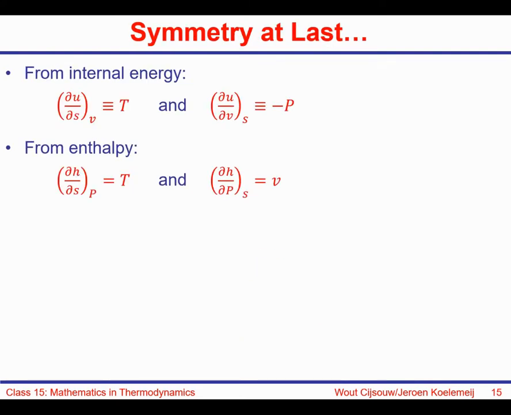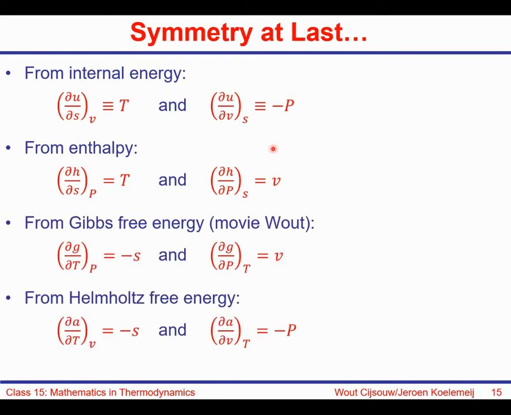Now, as we saw earlier on, we had these four partial derivatives that we derived from the internal energy and from enthalpy, and that led to this dissatisfying situation where we had two partial derivatives being equal to T, and only one to P and only one to V. Now, in the movie by Wout and in the previous slide, we saw that we can also take partial derivatives of the Gibbs energy and the Helmholtz energy, and that gave us four additional partial derivatives, and in fact it gave us twice the entropy and once the specific volume and once the pressure, and now everything is nicely symmetric again. Great, yay.